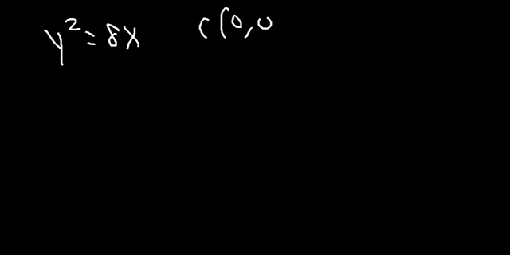Let's start with the basics. Let's say that y squared is equal to 8x. So that means there's no h and k, so the center is 0, 0. Or at least, we really don't have a center. We should really call it the vertex. That's at 0, 0.